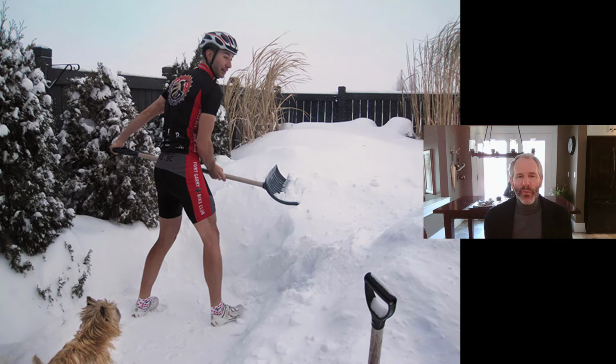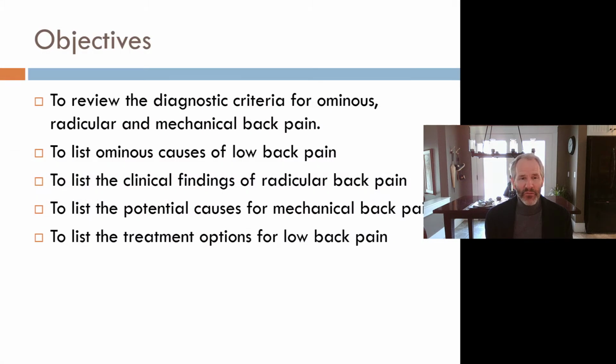So I'm just going to go through some simple things today. Some of the diagnostic criteria for what we call ominous back pain, radicular back pain, and mechanical back pain. The idea that what might be causing a pinched nerve or so-called radiculopathic back pain, the common vernacular would refer to this as sciatica. We'll list the potential causes of back pain, and these will be fairly high level, but we'll talk about the disc and the facet joint and the sacroiliac joint as potential sources of back pain. And then in another video, I'll go through some treatment options.